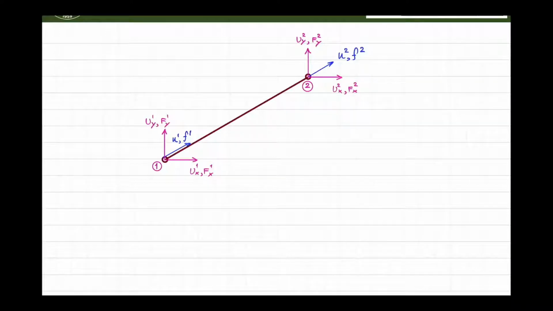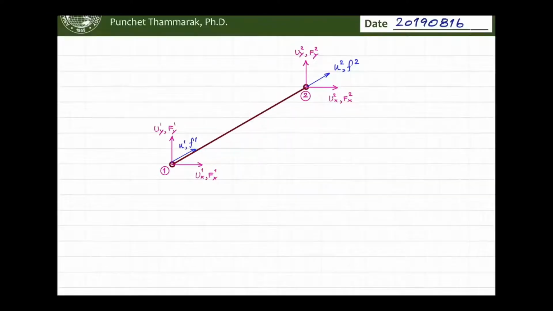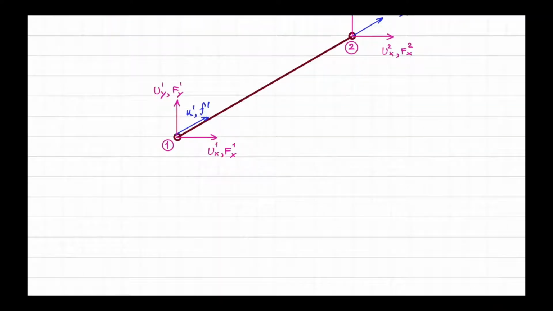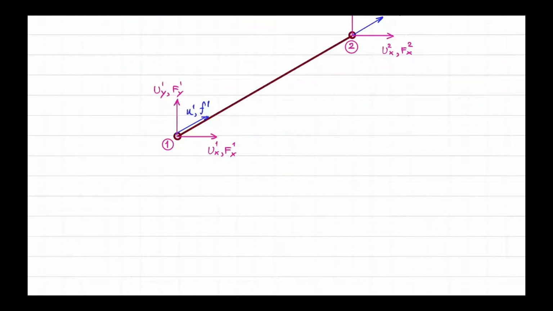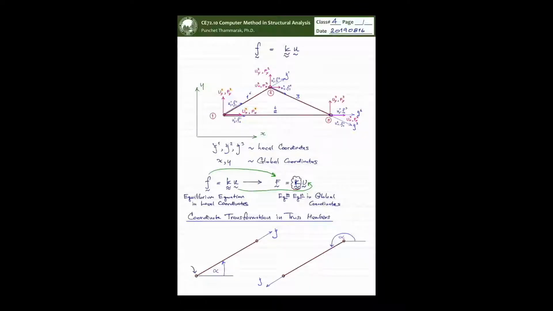The first transformation I'm going to make is the force transformation. So we need to write the relationships between lowercase f and uppercase F. So over here, the uppercase F, you can see that F1x is equal to F1 at the nodal point 1 times, this is the alpha angle, cosine alpha.